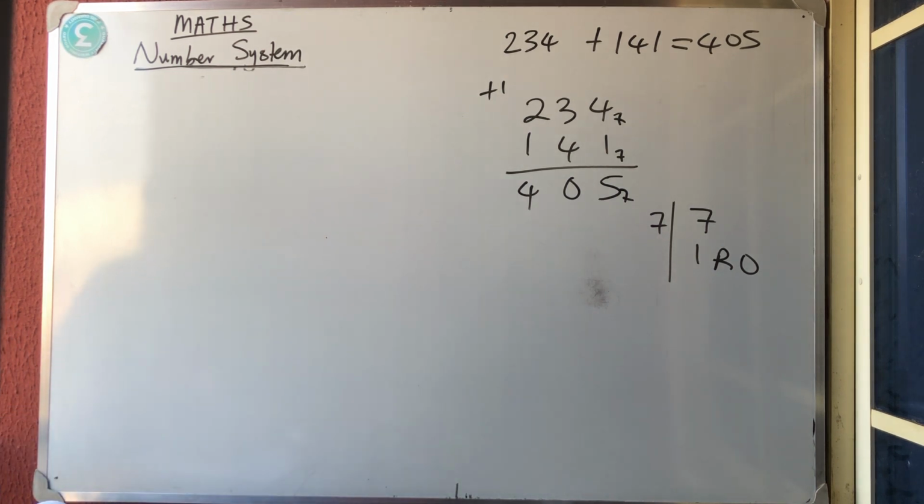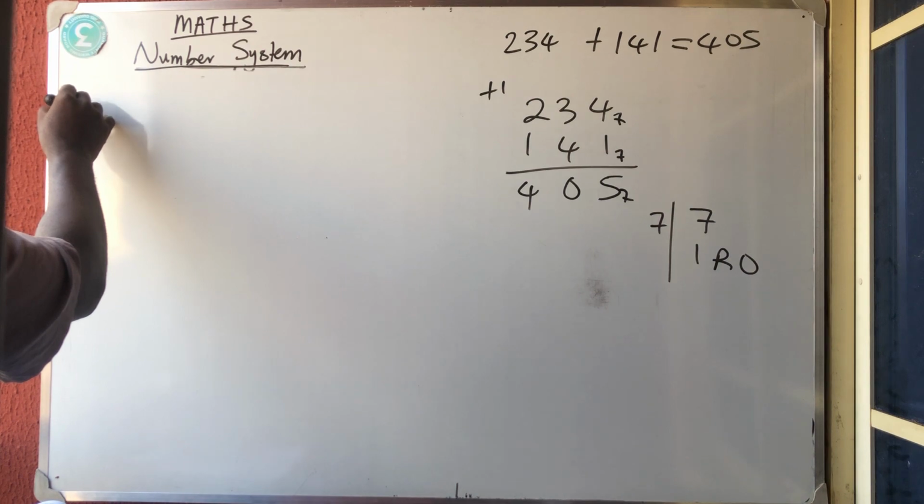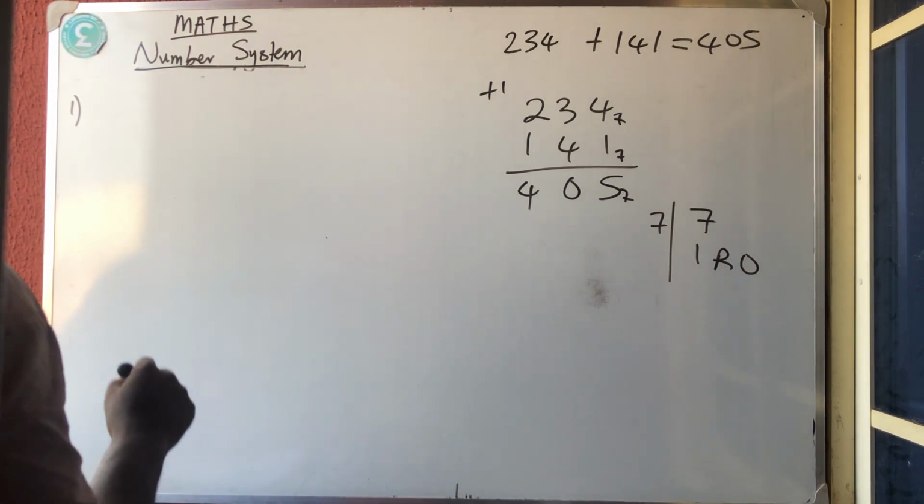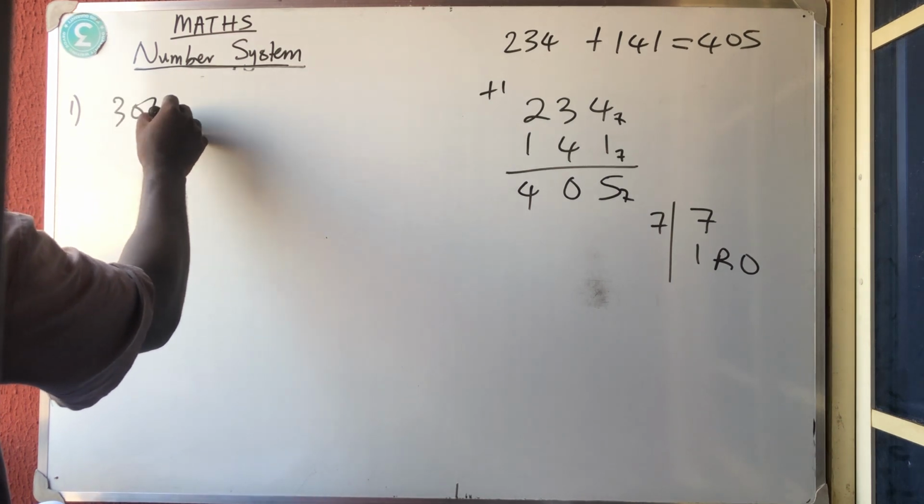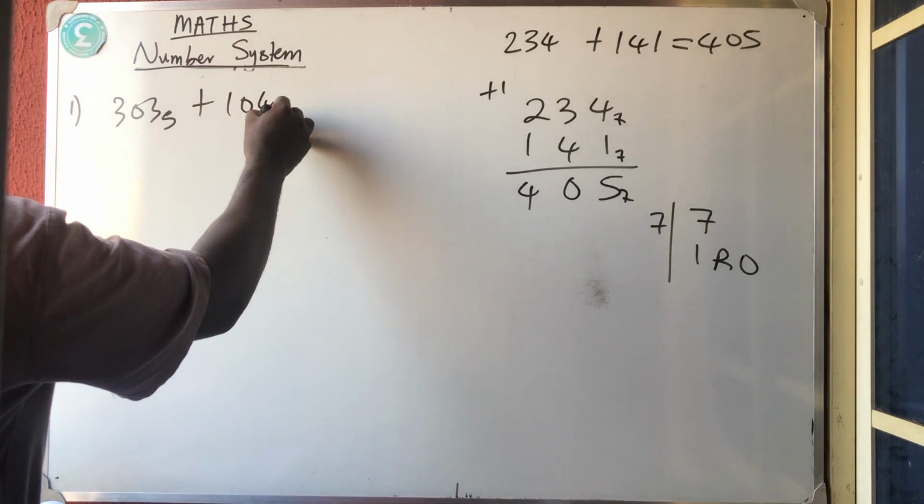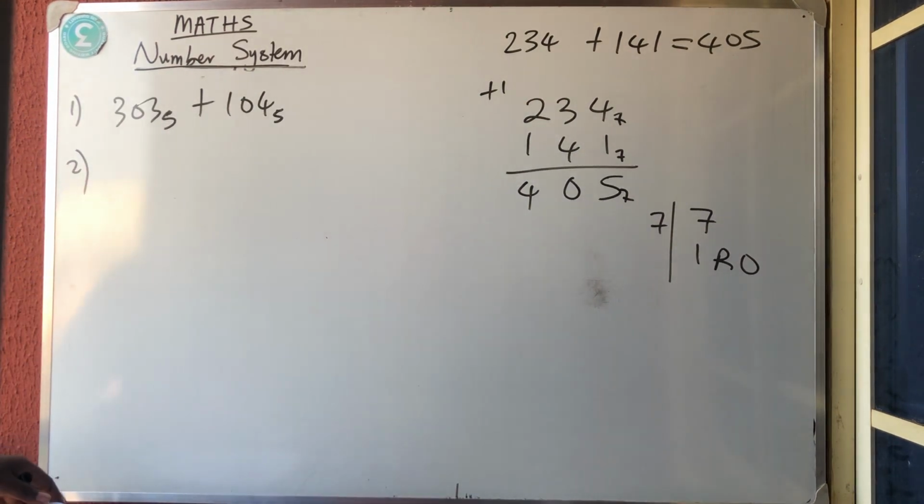Okay? The first assignment you are going to do is to add. Number 1 says 303 base 5 plus 104 base 5. That's the first assignment.